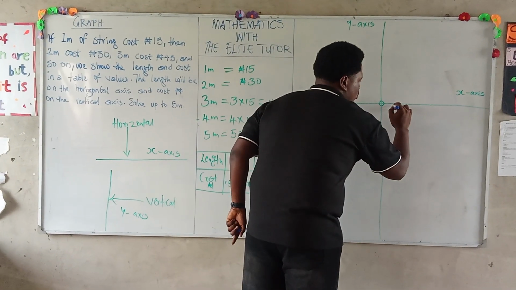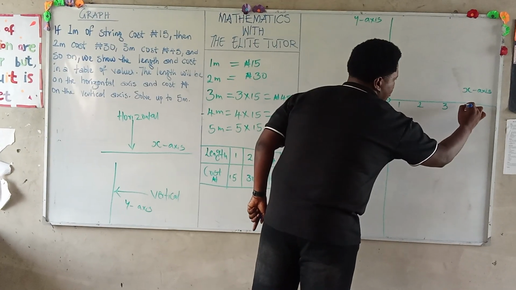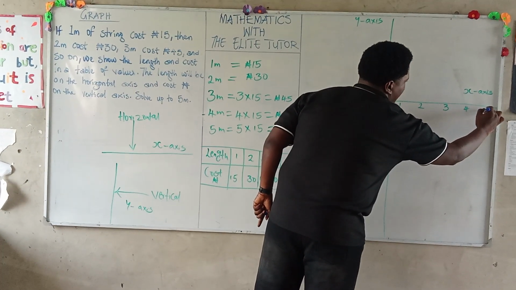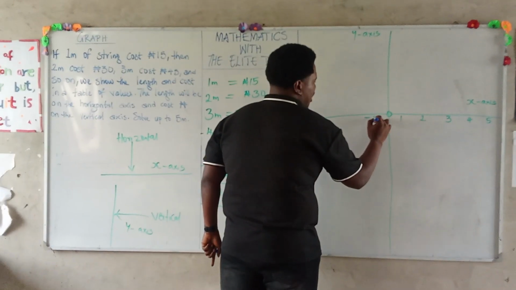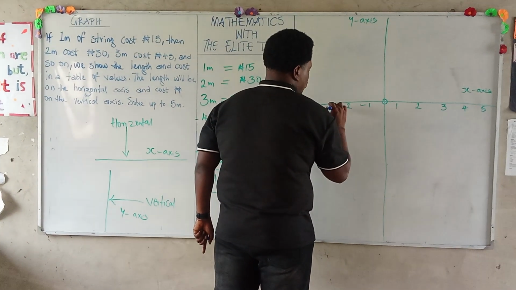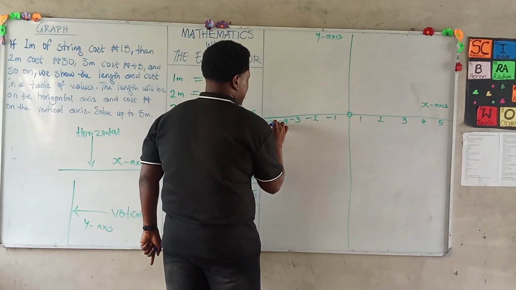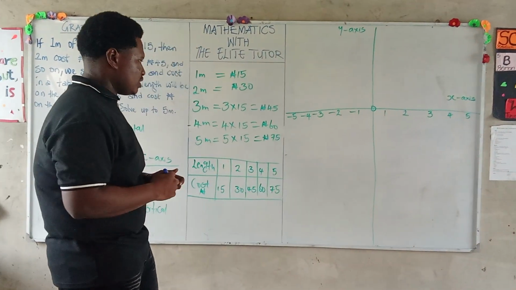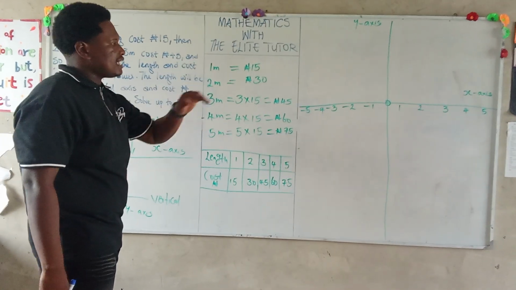So we have here to be 1, we have here to be 2, we have here to be 3, we have here to be 4, and we have here to be 5. Same thing applies here. We have here to be minus 1, minus 2, minus 3, minus 4, and then minus 5. So we can see we've represented the length to be our x-axis.